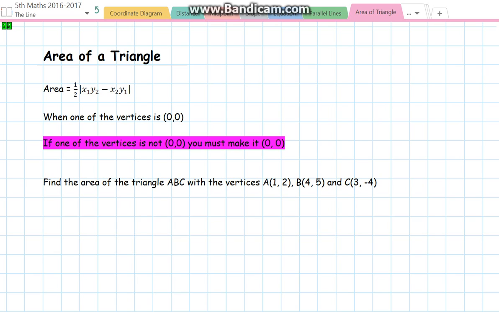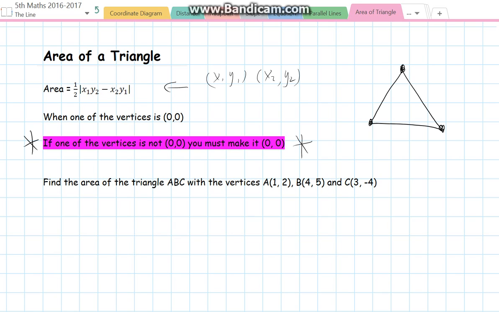To use this formula, as you can see, there are only two coordinate points required: x1, y1, x2 and y2. So there's no room for a third. And when you think of a triangle, if I draw a triangle here, there are actually three vertices: the first vertex, the second vertex and the third vertex. Our formula doesn't allow us to have three vertices, so one of the vertices has to be made into 0, 0. We can use this when one of them already is 0, 0, but we can also use it when one of them is not 0, 0. We just have to make it 0, 0.